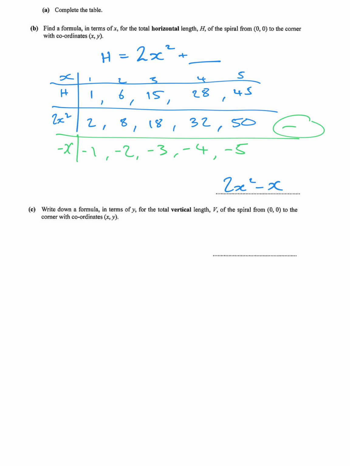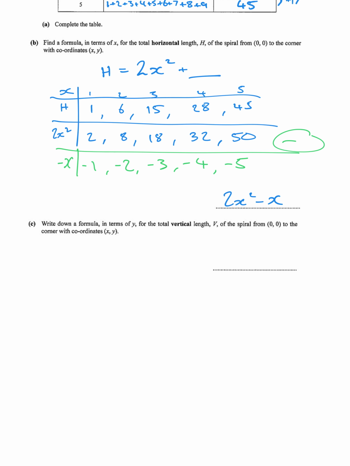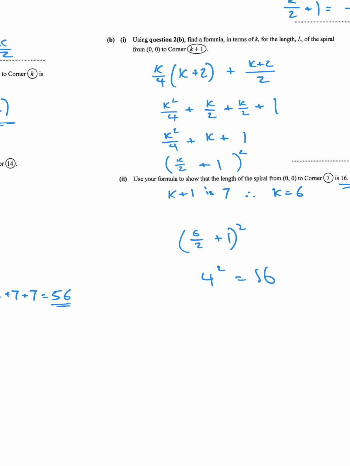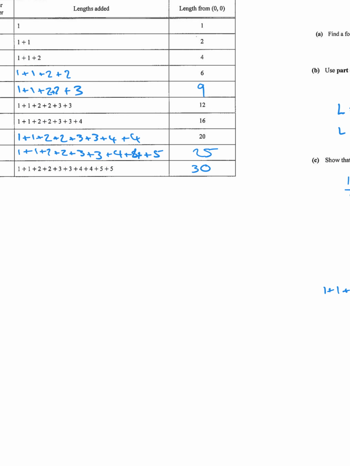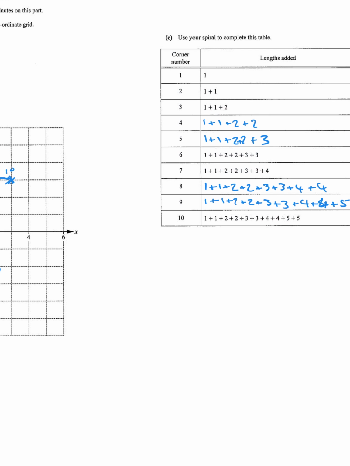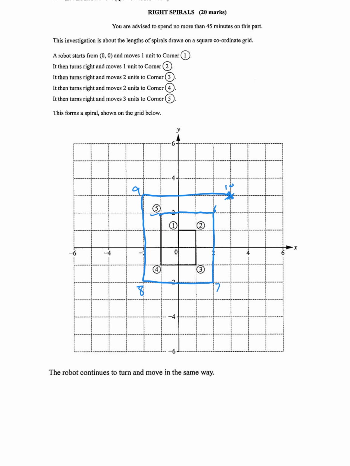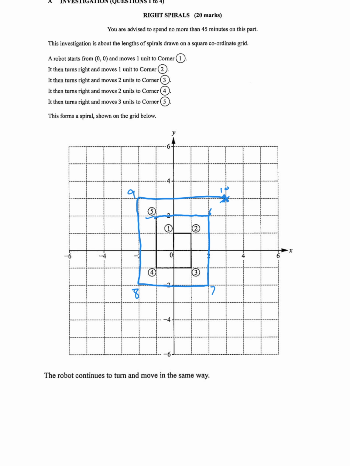Write down a formula in terms of y for the total vertical length v of the spiral from 0, 0 to the corner with coordinates x, y. So we're now looking at the vertical length. What I'll probably do is just again refer back to our original diagram and see what it is. So we're looking at our y coordinate and then the vertical length.